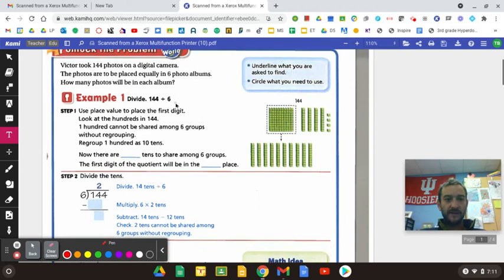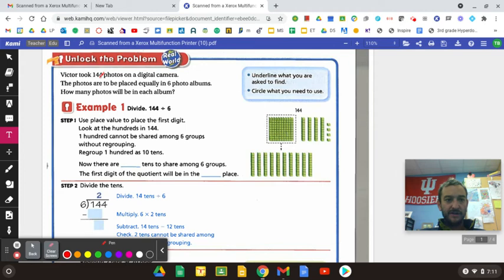So let's look over here at Victor. Victor took 144 photos on a digital camera. Those photos are to be placed in 6 photo albums. How many will be in each album? So you have your clue word right there, each, telling us to divide. So we know we're doing 144 pictures in the 6 photo albums.